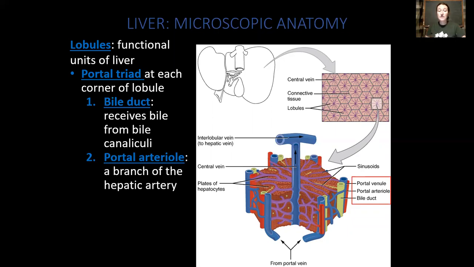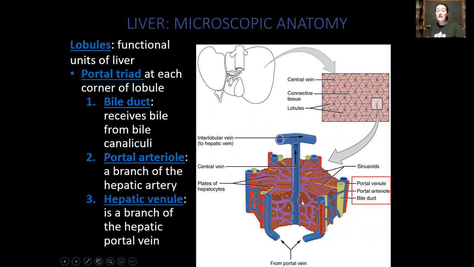The second vessel is called the portal arteriole. Remember, arterioles are delivering oxygenated blood to a capillary bed. And so this is the incoming red oxygenated blood that has just come into the liver, essentially from the aorta. And so that is going to be the red vessel right here. This is feeding the liver itself.